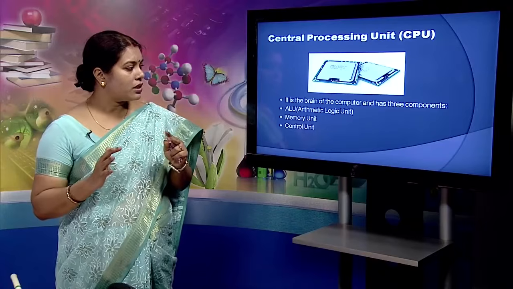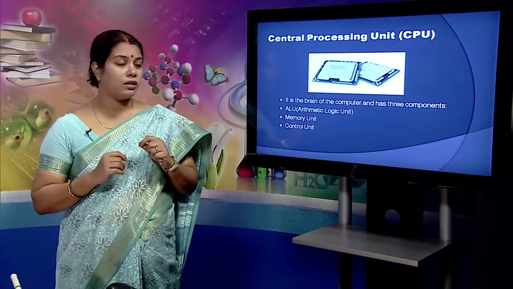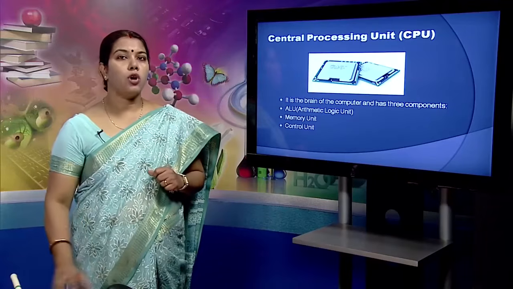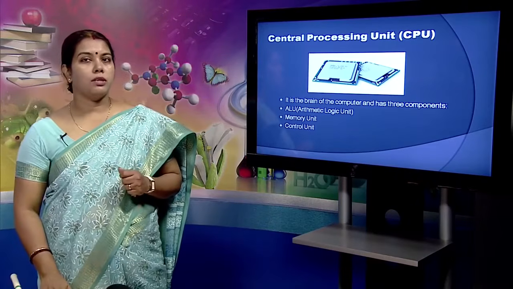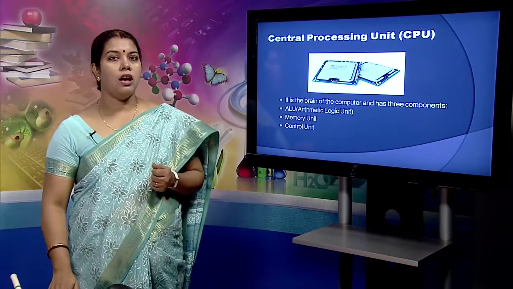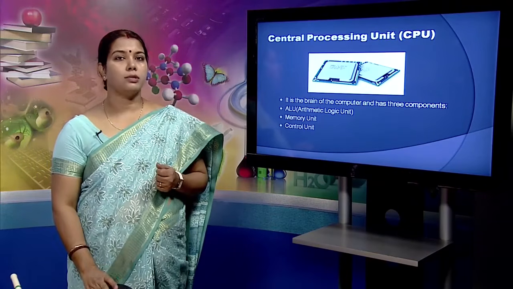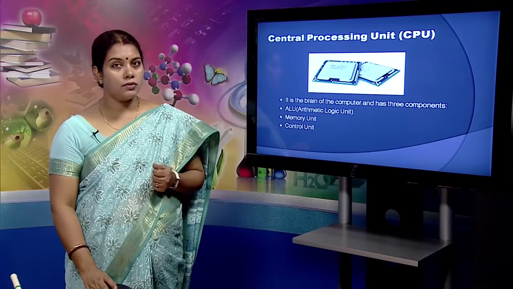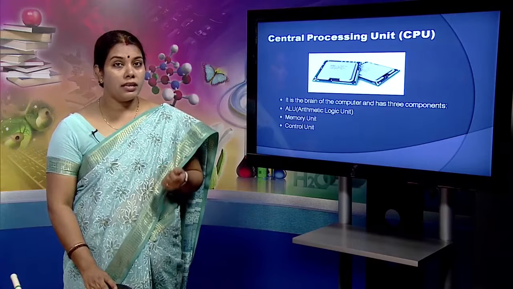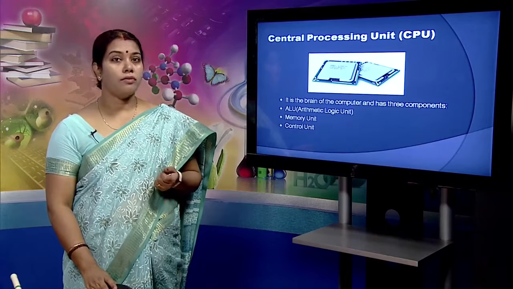Let us go to the control unit. What is the function of the control unit? The CPU has a control unit. Now, this unit controls the operations of all parts of the computer, but does not carry out any actual data processing operations. Functions of this unit are: it is responsible for controlling the transfer of data and instructions among other units of a computer. It manages and coordinates all the units of the computer.